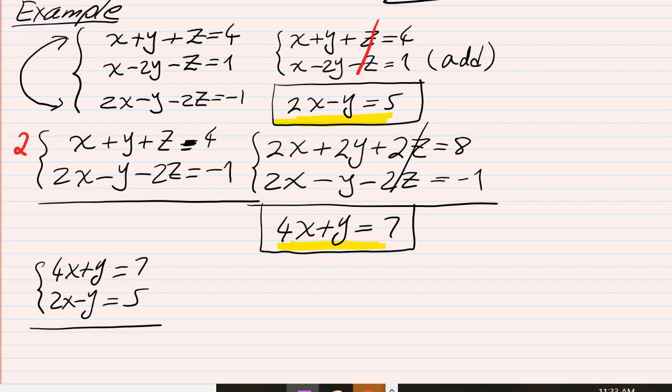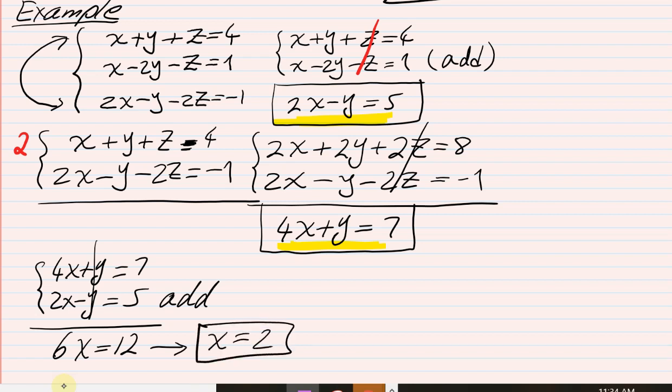I'm going to stay with the elimination method. And again, the y's are already opposite, so I'm just going to stay with those. And let's just add the two together. Okay, that's all I'm going to do. Add two equations together. And when we do, indeed, these add to 0. So I have 6x = 12, divide by 6, and that solves for x. So x is 2. Therefore, we're able to solve for one of the unknowns.